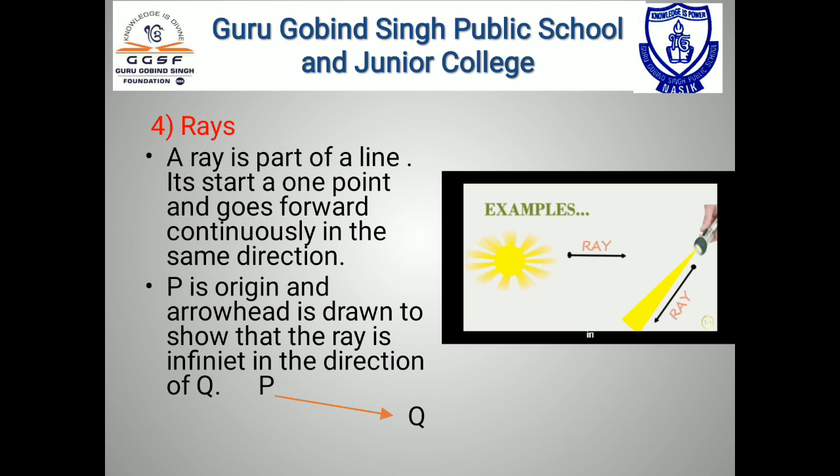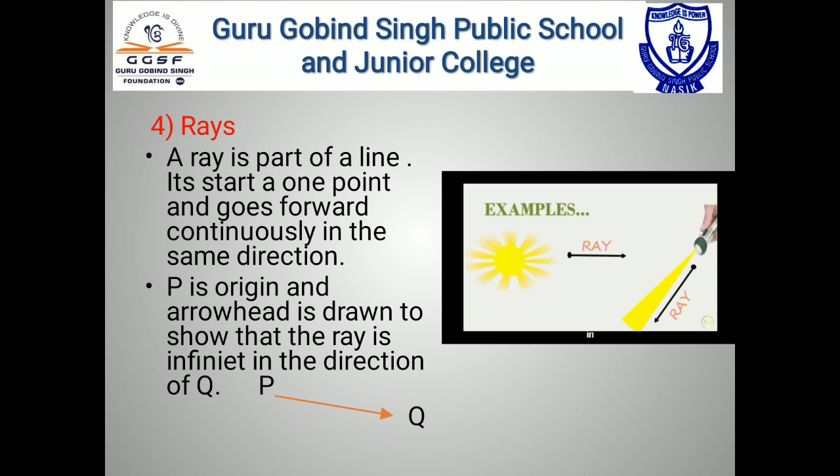4. Rays. A ray is a part of line. It has one fixed point and goes forward continuously in the same direction. If we take point P, it is fixed point and it extends it at point Q as shown in the figure. The arrowhead is drawn at point Q. It tells us that we can extend point Q and our P point is fixed point.